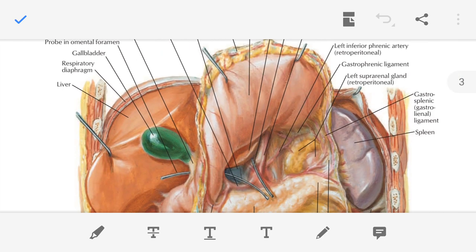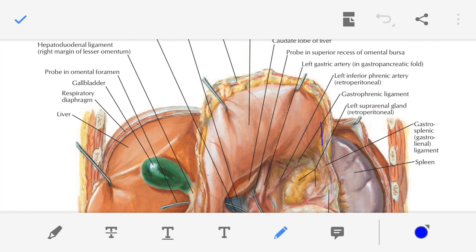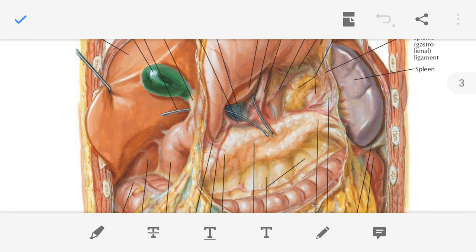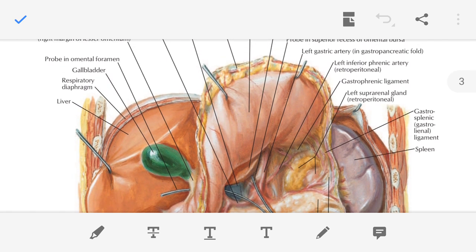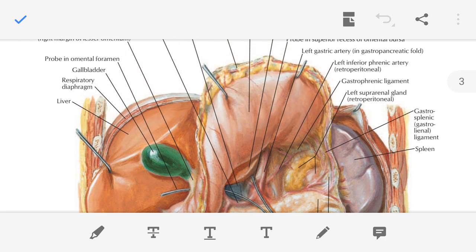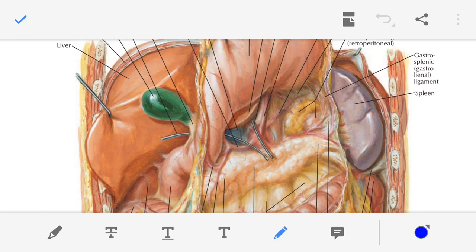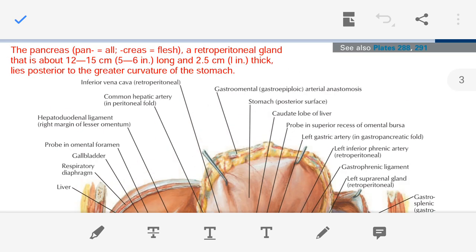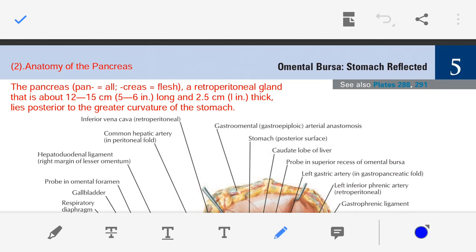Here in this figure, as you can see, the stomach is uplifted, and this one is the greater curvature of the stomach. So you can understand the position since they are showing the uplifted stomach. When the stomach is uplifted, just posterior to that the pancreas is situated. So in this point they have discussed the length and thickness of the pancreas and where in the body the pancreas is present.